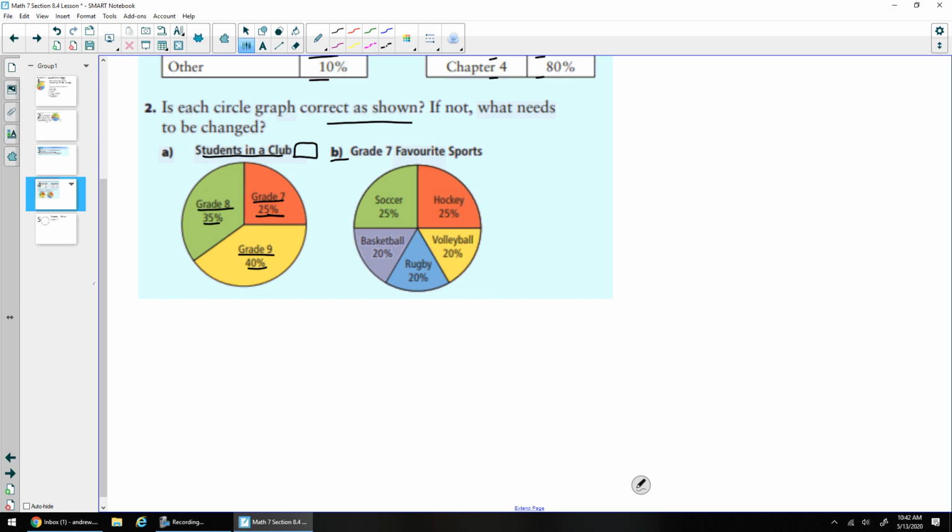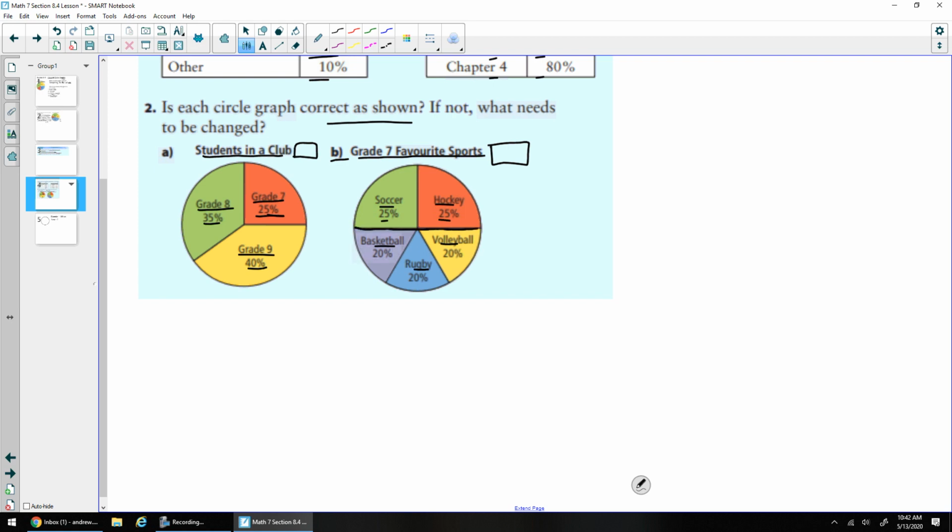Okay, in B, we have grade 7 favorite sports, a valid title, but again, they're missing the total number of grade 7 students. And then we have these different categories: soccer, hockey, basketball, volleyball, rugby. Okay, as of now, looks good. But when we look at the percentages, 25% plus 25% is 50%, which is half.